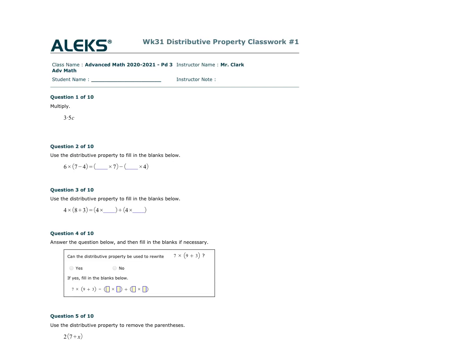Today we will talk about the distributive property. First, let's review the commutative property or associative property. On this first question, we have 3 times 5 times c. This can be written so many different ways.